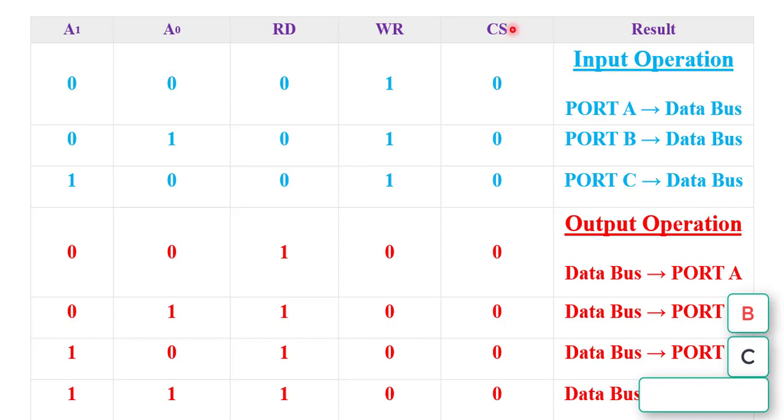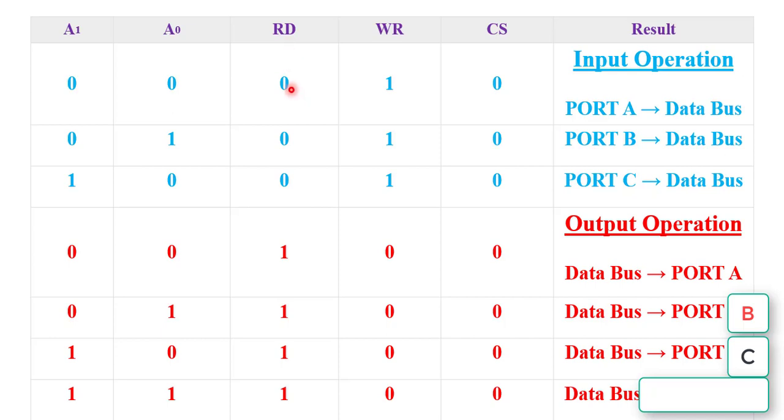So here we see first is the CS pin, that is the chip select pin. If chip select is logical 0, 8255 gets selected. If it is 1, 8255 does not get selected. So here chip select is 0, so the 8255 gets selected. Now if the A1 and A0 combination is 00, port A gets selected, 01 port B gets selected, and 10 port C gets selected. Now the read signal, we know that the read signal is an active low signal. It means it is activated when it is logical 0.